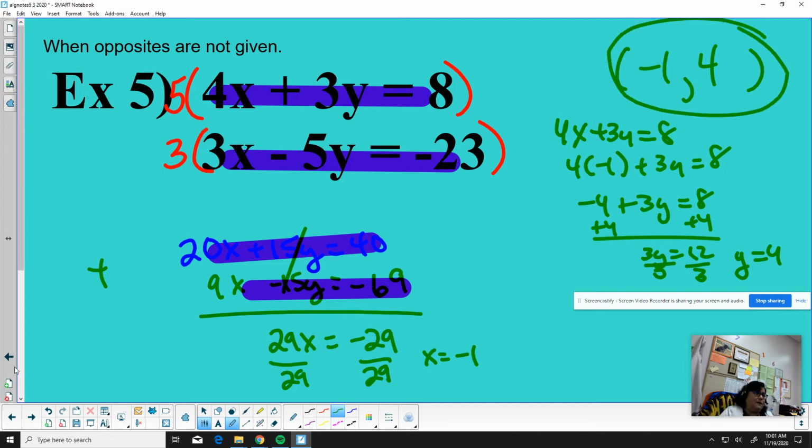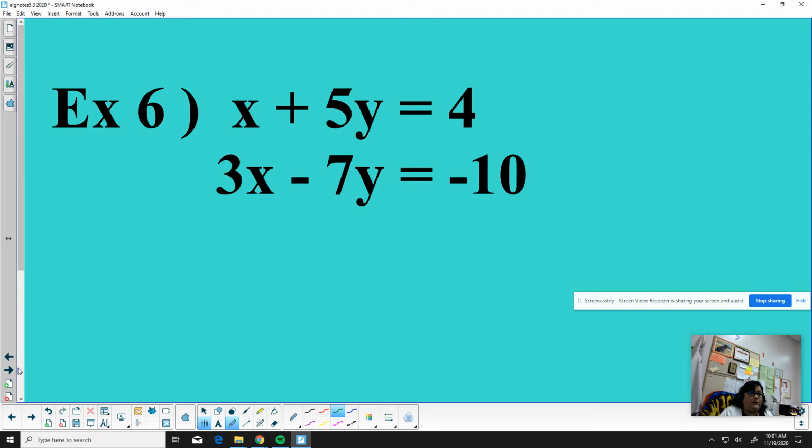Okay? All right, you try this one. Try number 6. Press pause and give it a try. See if you get it right. I would probably go after the x's, -3x and 3x. That would be the easiest way to do that one. Give this a try, please.